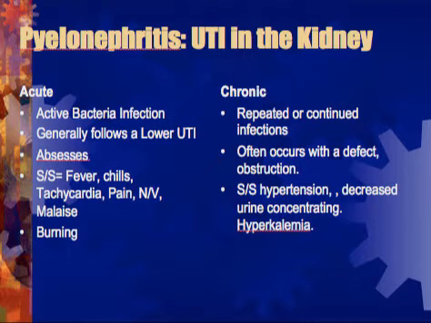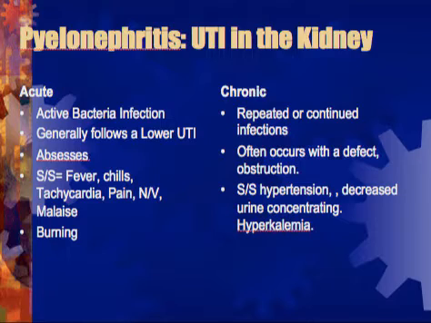So pyelonephritis, here's one of our compare and contrast. The acute is going to have the active bacteria and usually follows a lower UTI. When we're talking about pyelonephritis, the UTI within the kidneys, we're seeing some of the systemic signs and symptoms as well as the lower UTI signs and symptoms. The systemic are more the fever, the chills, can have tachycardia, pain, nausea, vomiting, malaise, and so on. Burning is one of the lower UTI signs, and with a UTI in the kidney, they generally have the lower UTI signs and symptoms as well as these more systemic ones.